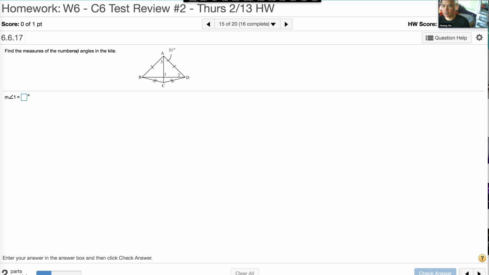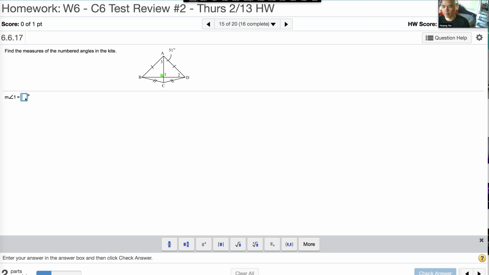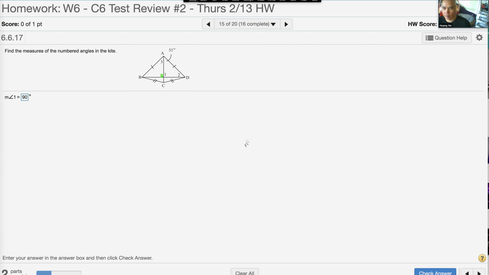So they give you a kite. In the kite, the two diagonals have to be perpendicular. So this angle right here is perpendicular, so angle 1 has to be 90 degrees. Alright, and now they ask you for angle 2.